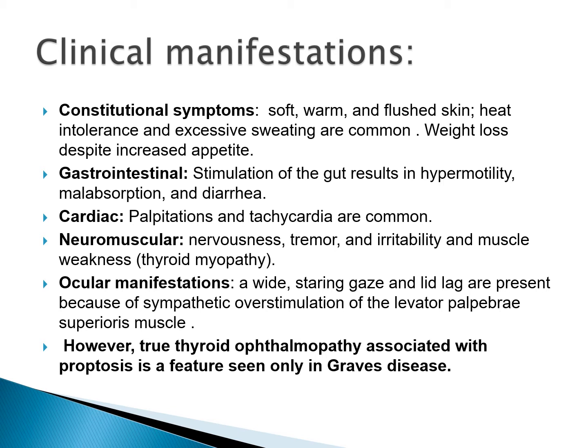Sometimes we can also have bulging of the eyes, which we call exophthalmos. The true thyroid ophthalmopathy, which is associated with exophthalmos and bulging of the eyes, which we call proptosis, is a feature only seen in Graves' disease. It's not seen in other forms of hyperthyroidism, whereas all the other manifestations may be seen in any disease leading to hyperthyroidism.